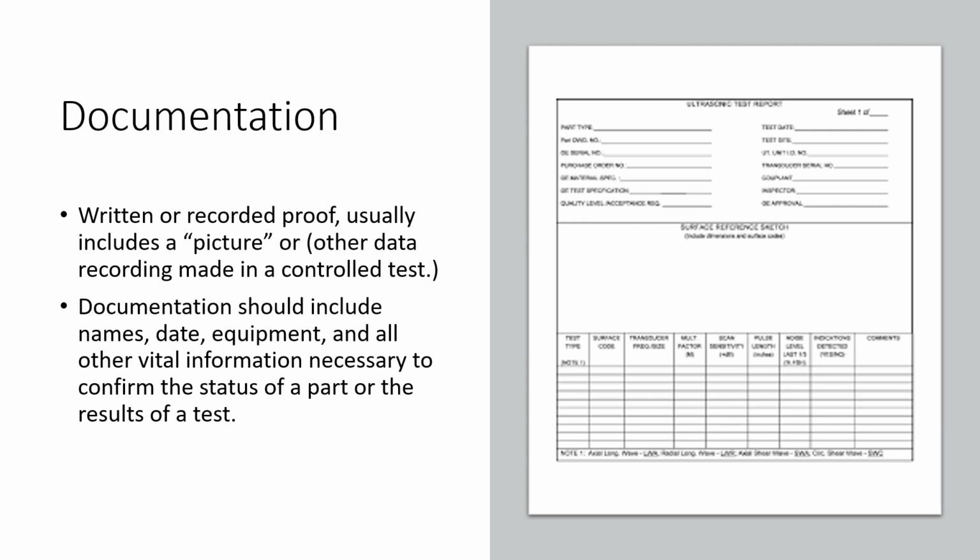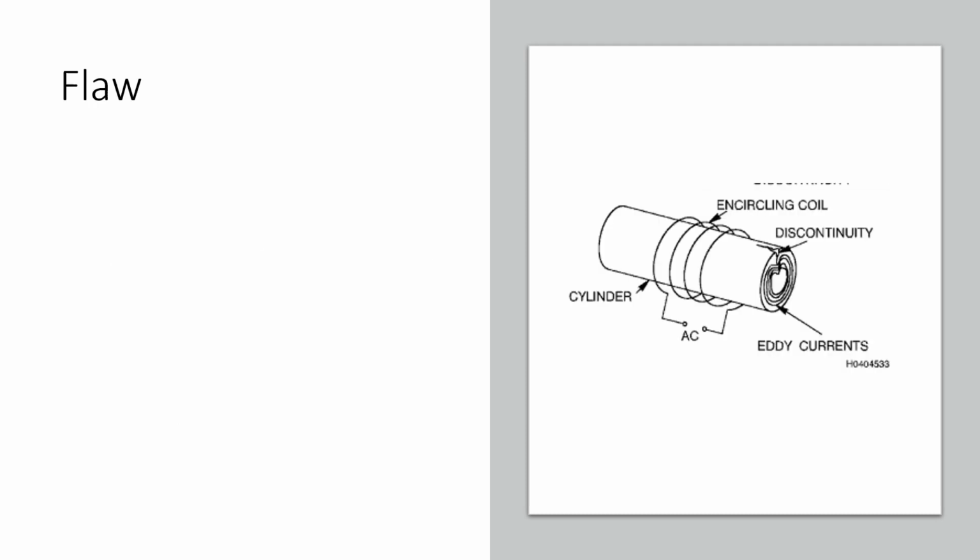It should include the names, the date, the equipment used, and any other vital information that we have. The name of who did it, the person and their qualifications, who did the inspection, who did the testing, so that we can confirm that the part or the results of the test happened as we say they happened. So all of this needs to be done and included in the documentation package. So names, dates, equipment. Once again, it gets back to we need to act like grown-ups.